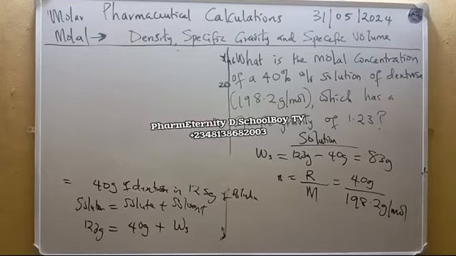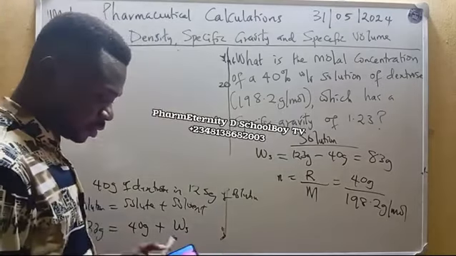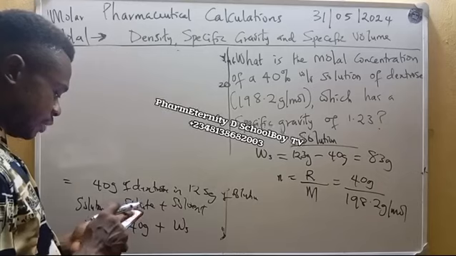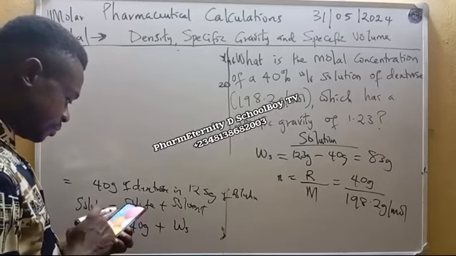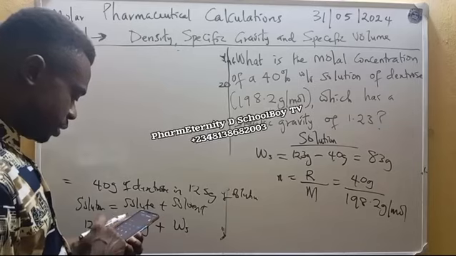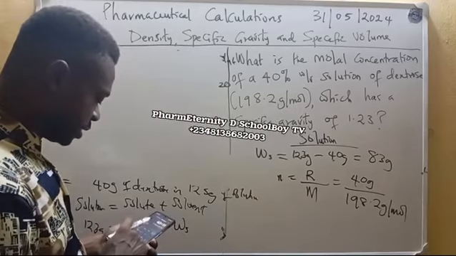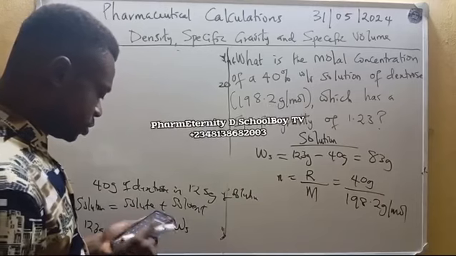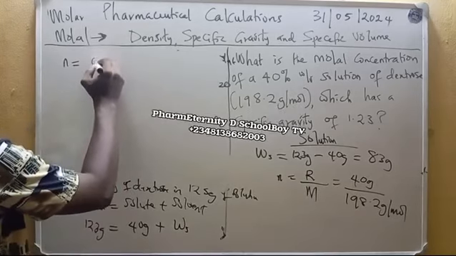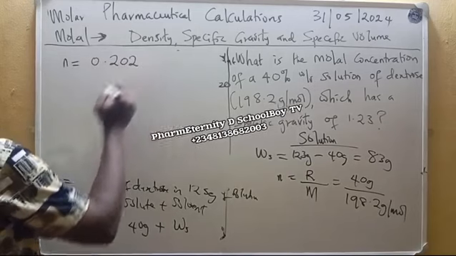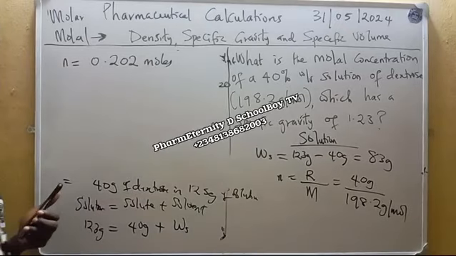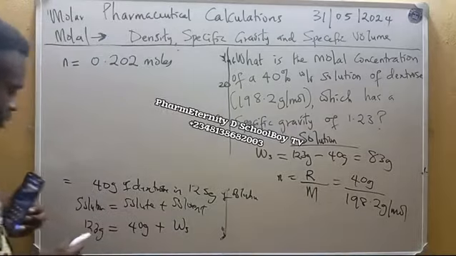I will use this for calculator so we don't waste time. So if that is the case, we punch our calculator to get this. If we divide this, 40 divided by 198.2, the number of moles of this dextrose is now equal to 0.202 moles.